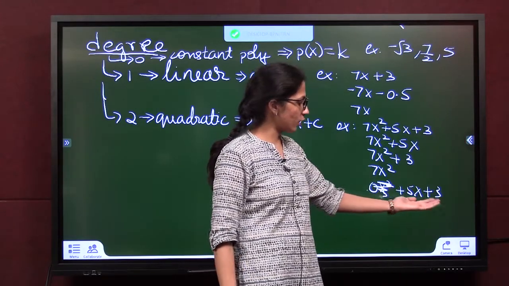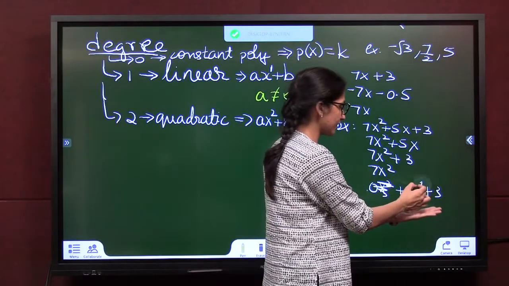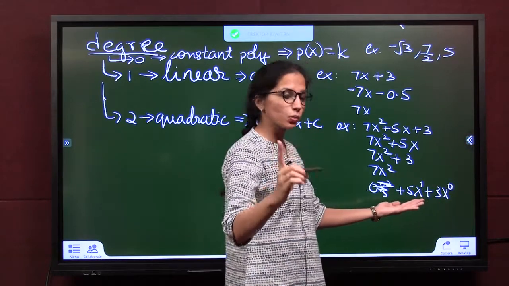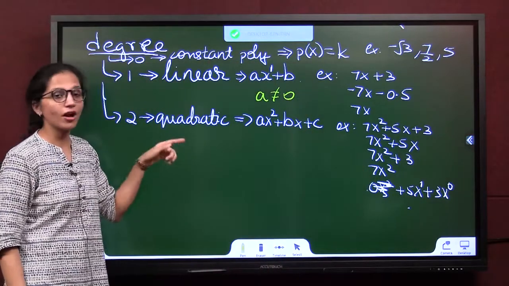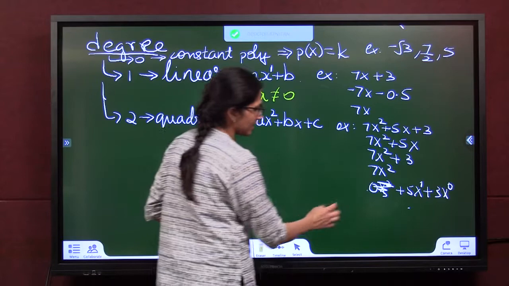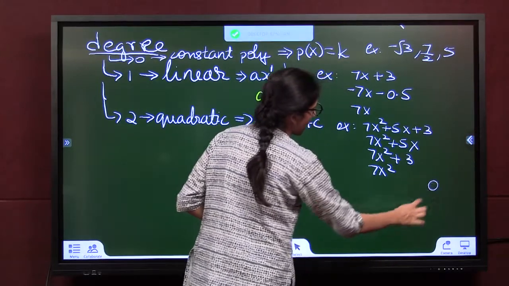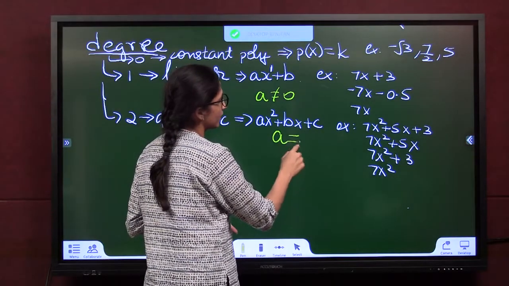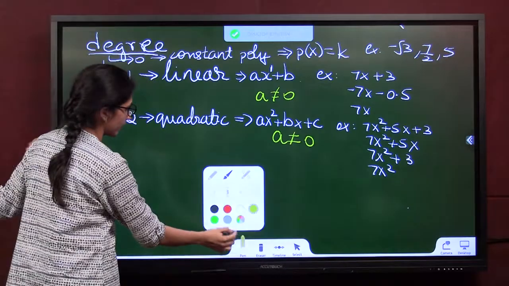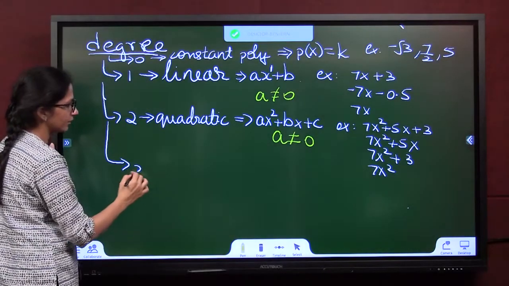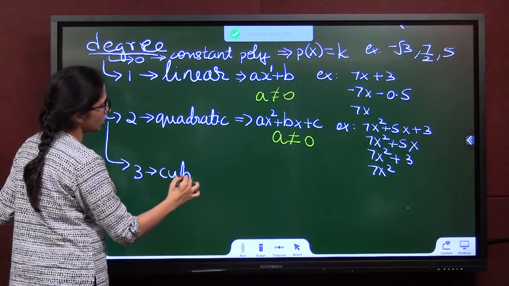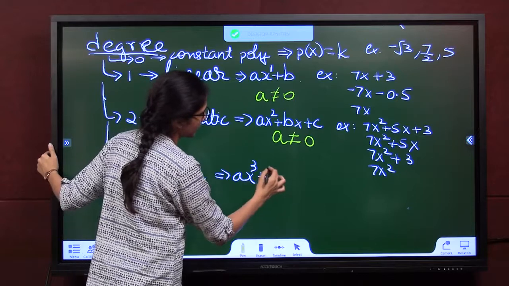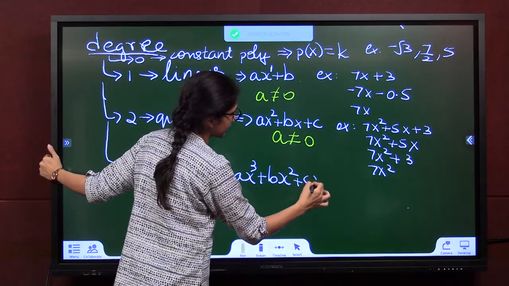If this goes away, now you have 5x plus 3. The power of x here is 1. The power of x here is 0. What's the highest power? 1. Degree is 1. Degree 1 is linear polynomial, not quadratic, which is why again this is not allowed, and therefore I can say A should never be 0. I hope you are understanding why we are saying A should not be 0. Next, if I have 3, then such a polynomial is called a cubic polynomial. Expression ax cube plus bx square plus cx plus d.